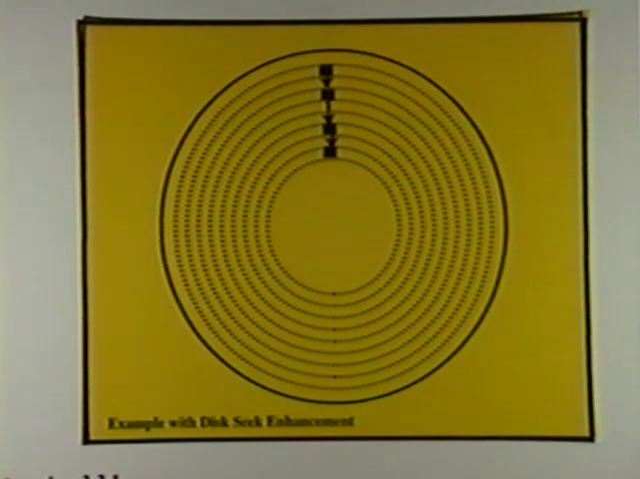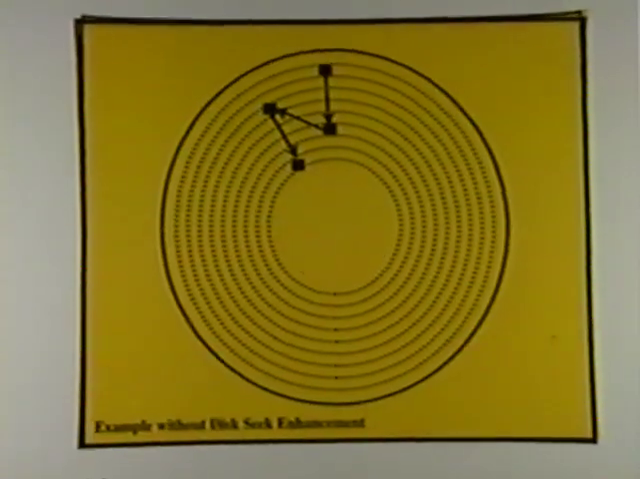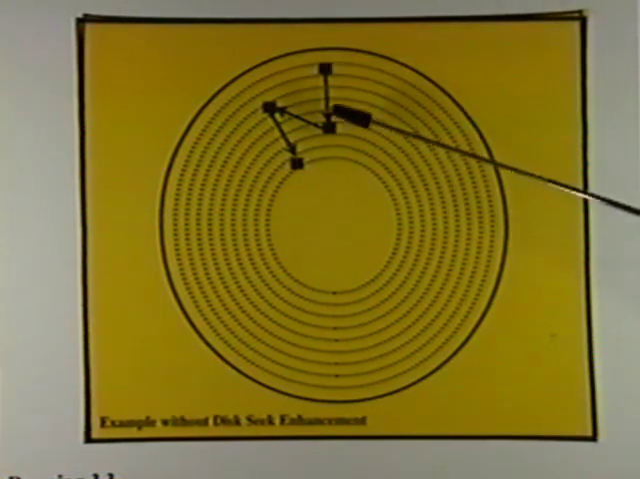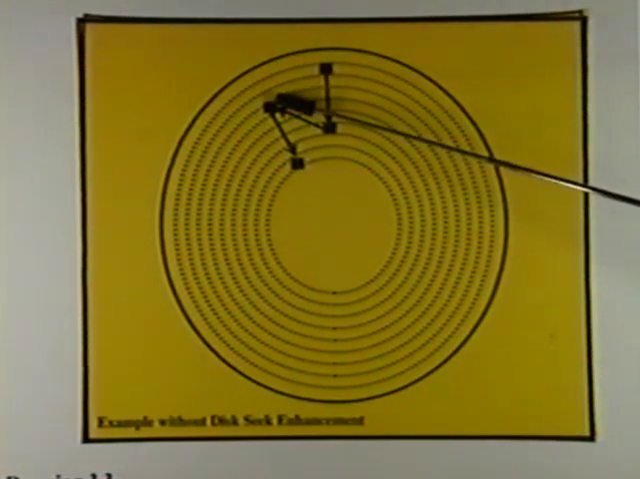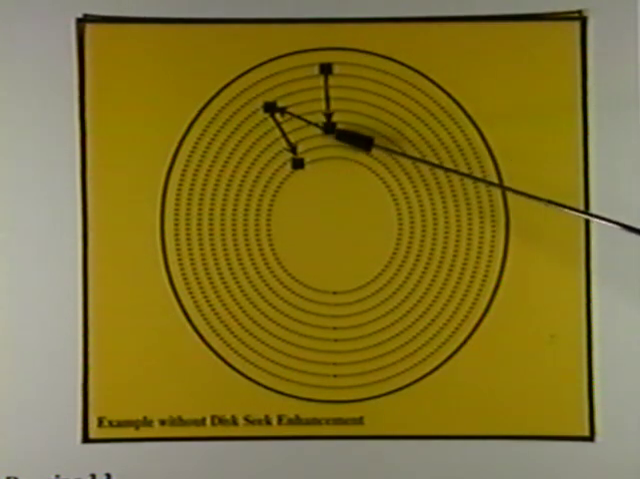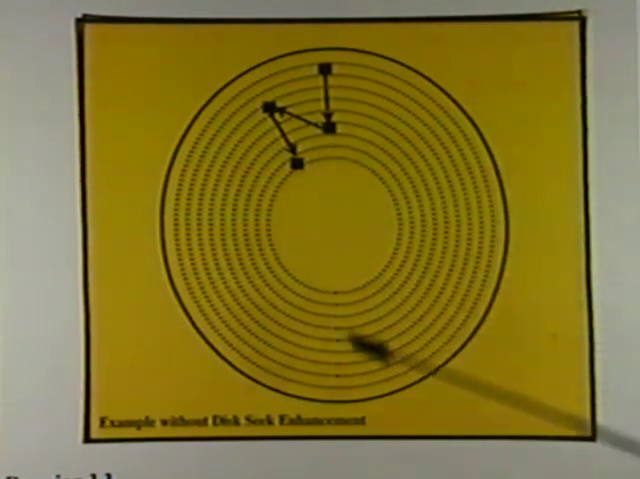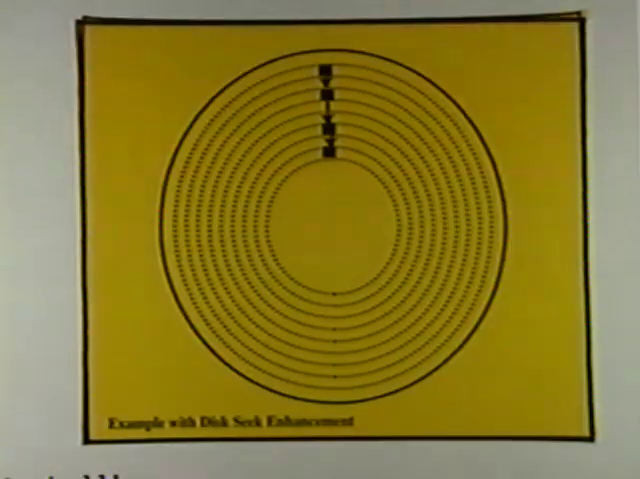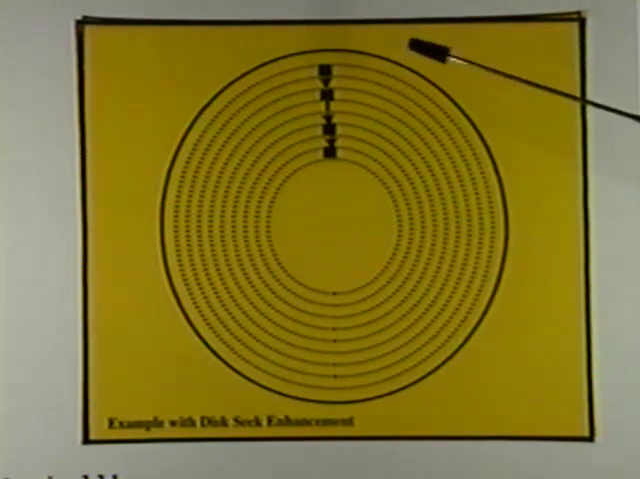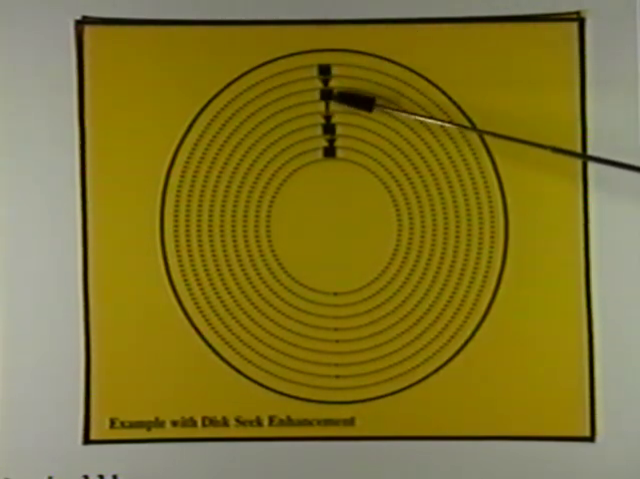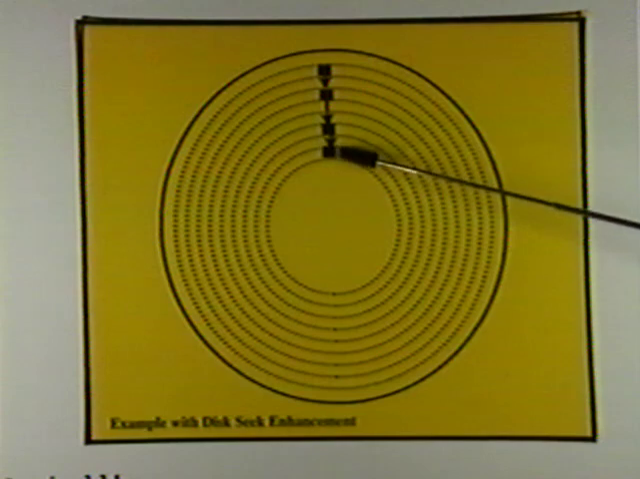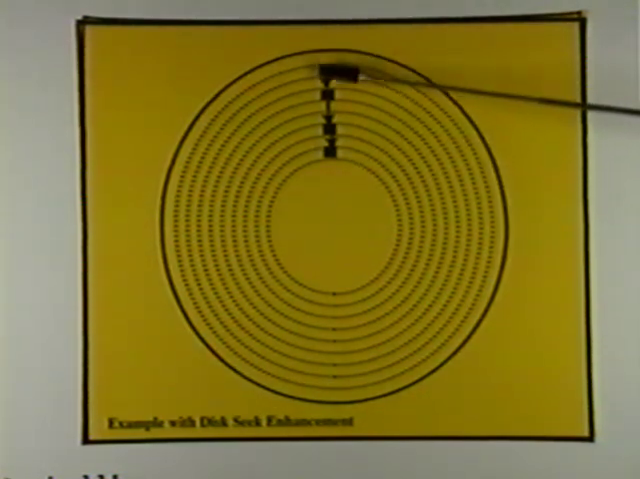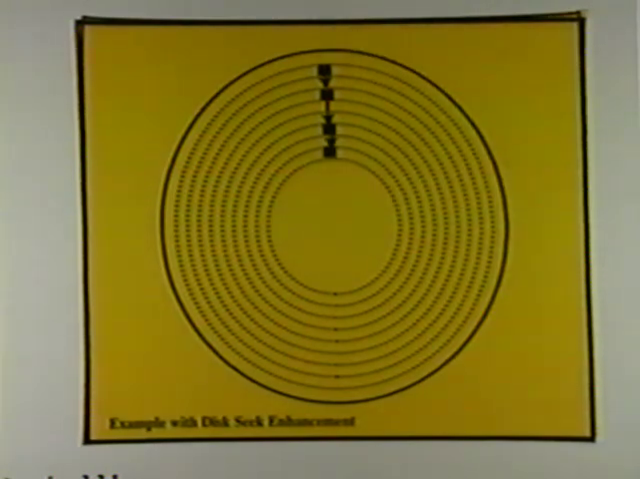So if you remember, in my disk, without disk-seek enhancement, I started in the 2nd cylinder, and then I have a read in the 4th, and then the 7th, and then in the 9th cylinder. But in this case, I went all over the map to accomplish that. With disk-seek enhancement, I start at the 2nd, then go to the 4th, then go to the 7th, then go to the 9th. So it's a nice smooth movement for the disk head.